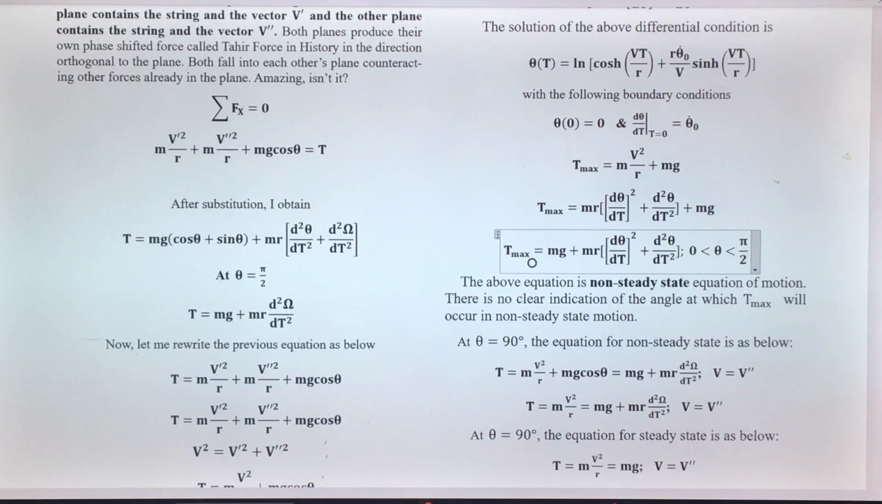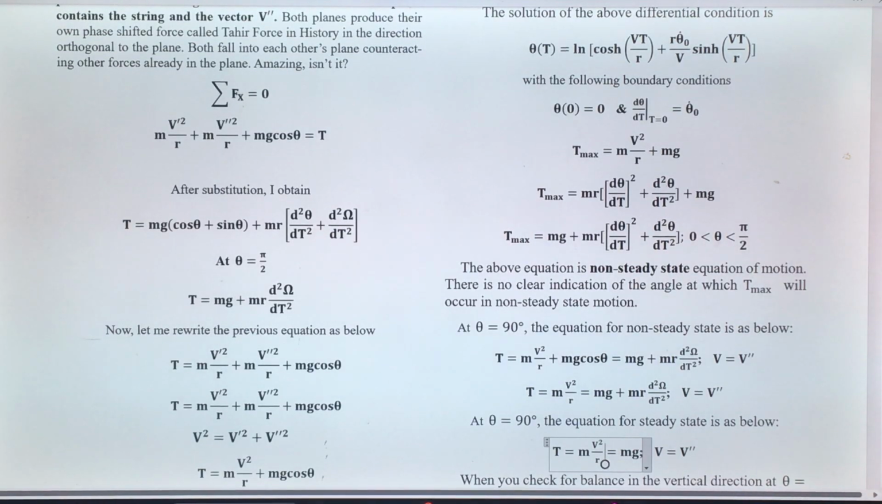The above equation is the non-steady state equation of motion. When you have d theta over dt and d square theta over dt square equal to 0, then you get tension equal to mg or mv square over r, because it becomes mv square over r. Like at theta is equal to 90 degrees, the equation for steady state is as below. It becomes steady state. There is no clear indication of the angle at which T max will occur in non-steady state motion. But there is a clear indication for steady state motion: theta is equal to 45 degrees gives the maximum tension in the string.